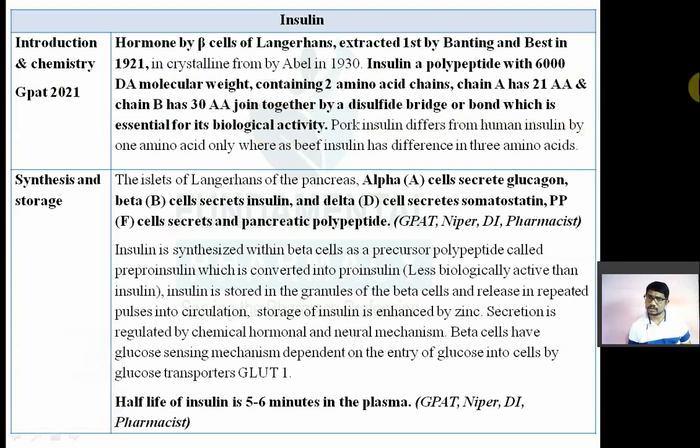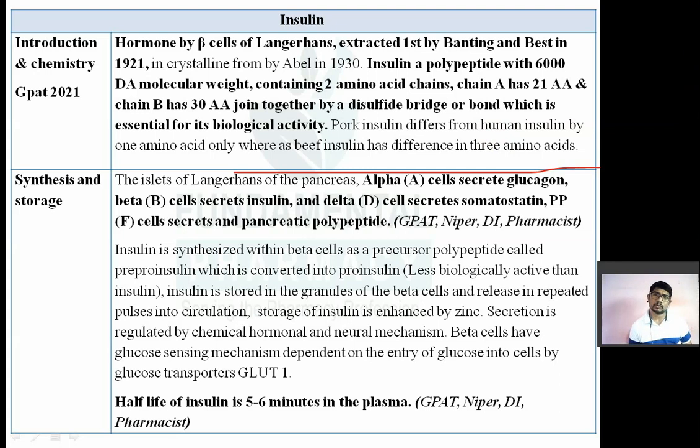Pork insulin is different just by one amino acid, and beef insulin has a three amino acid difference. Human insulin is a 51 amino acid sequence, chain A and chain B, but pork insulin will have one amino acid different, and beef insulin has three amino acids different from original human insulin. But they bind to the same insulin receptor and serve the function of native insulin.